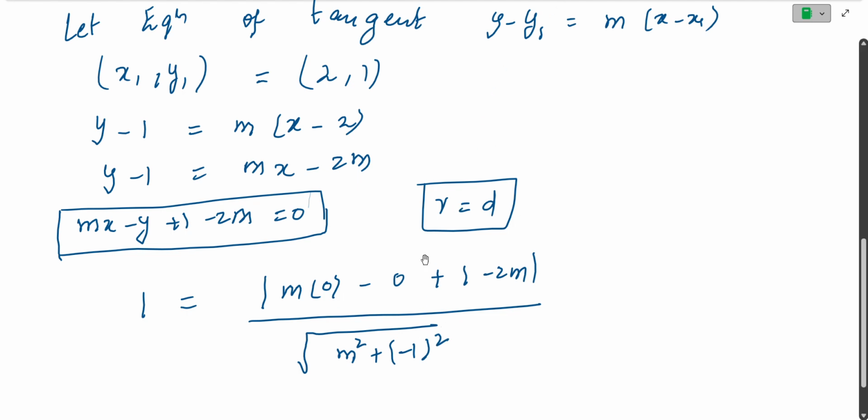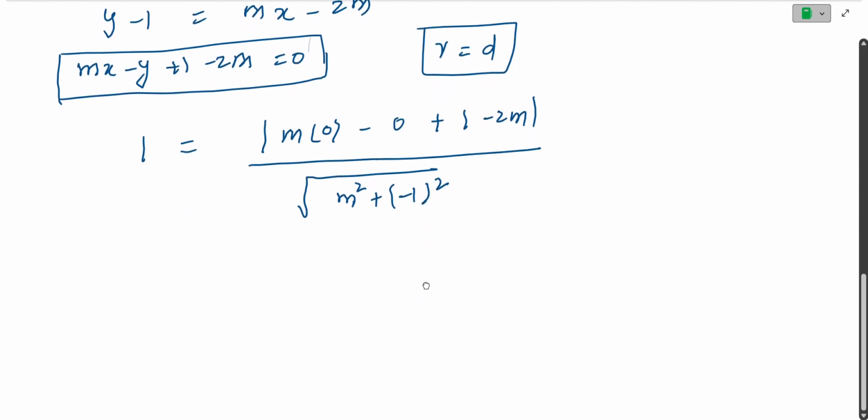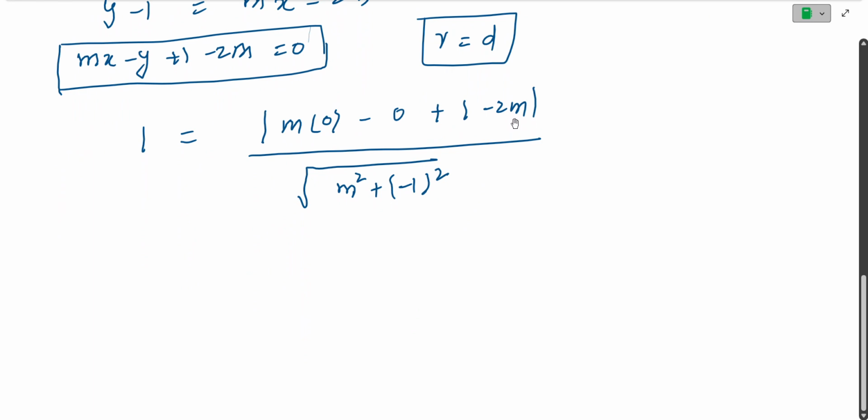So now we have got an equation in m. We have to solve for m in this equation. So let me simplify this. If you transpose this denominator to the left hand side, I am going to get under root of m square plus 1.